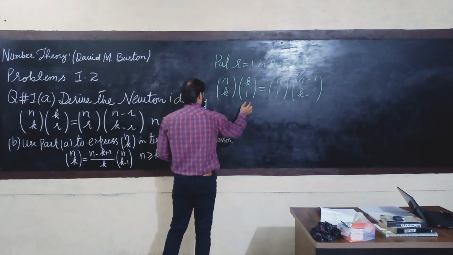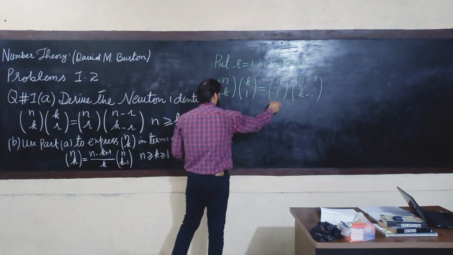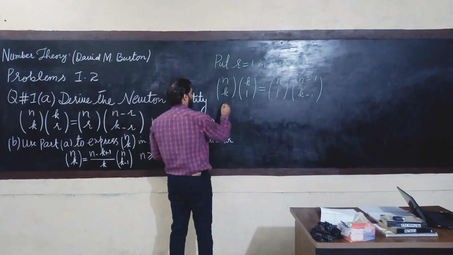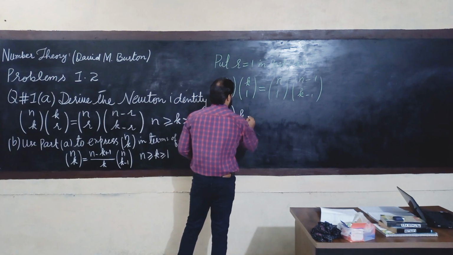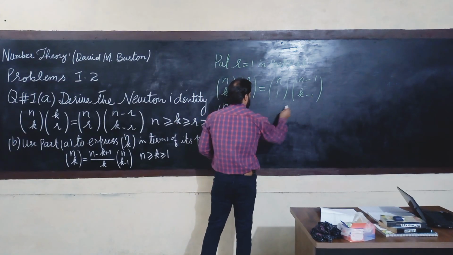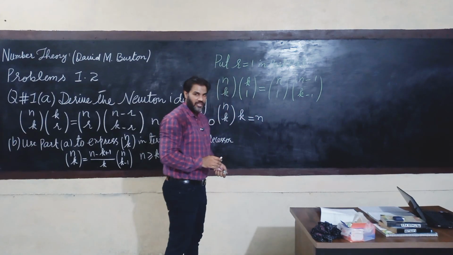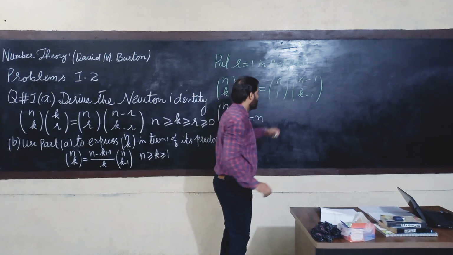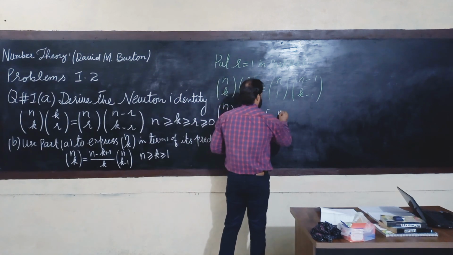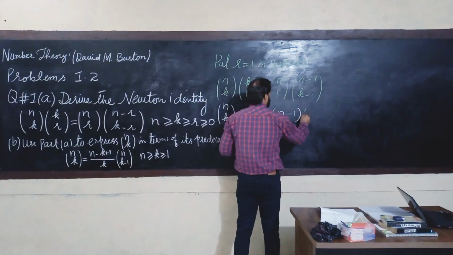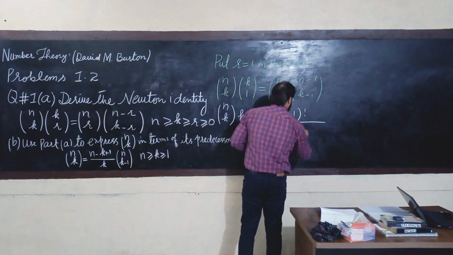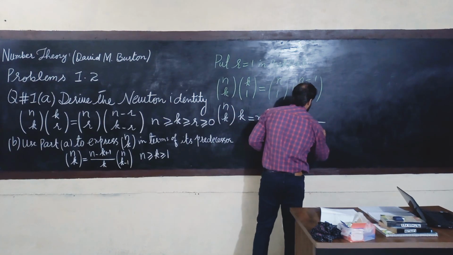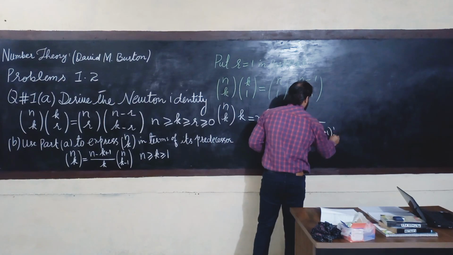Now this binomial coefficient k choose 1 is simply equal to k, and n choose 1 is also equal to n. So we have n choose k, this is k equal to n, and by applying the combination rule on this, we have n minus 1 factorial over k minus 1 factorial into n minus 1 minus k plus 1 factorial.